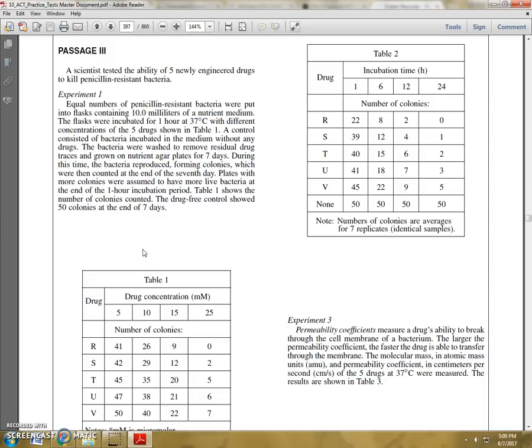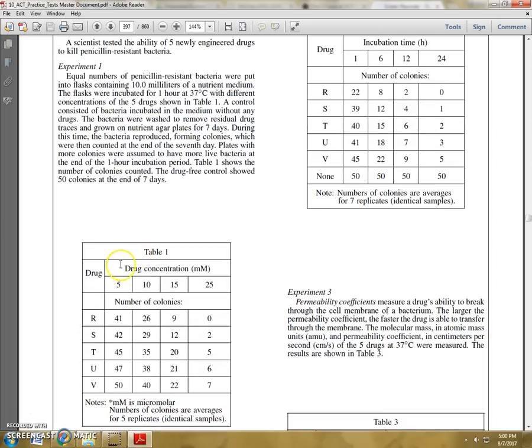So with number 13, based on experiment 1, at a concentration of 10 millimoles, which drug was most effective at killing bacteria? So we're looking at concentration, and we're looking at millimoles right here at 10. And as we go down, we can look at the number of colonies that are remaining, because we're probably starting with around 50. And as you look, it's very easy to see. Letter R is going to have the fewest number of colonies. So in your answers, answer A is your best option.